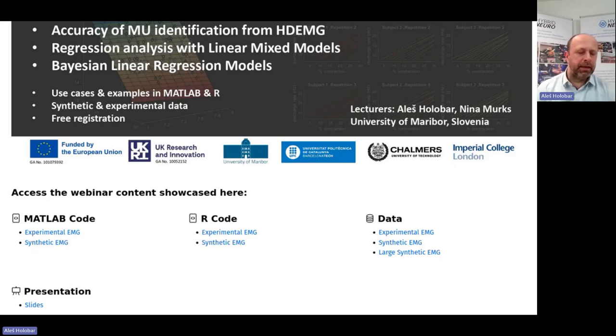Basically the idea is that you would be able to generate the data and then later on test different statistical models, how good they are in fitting that data and where the potential problems are.